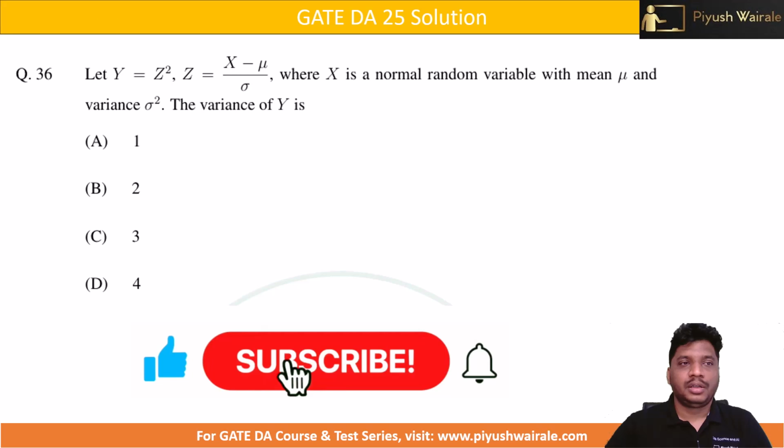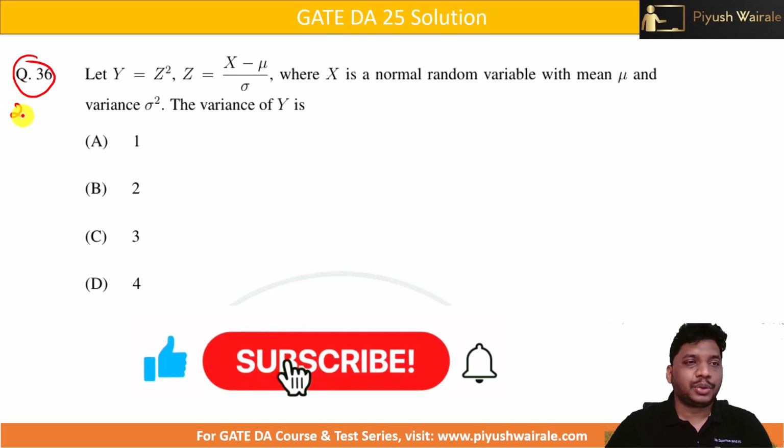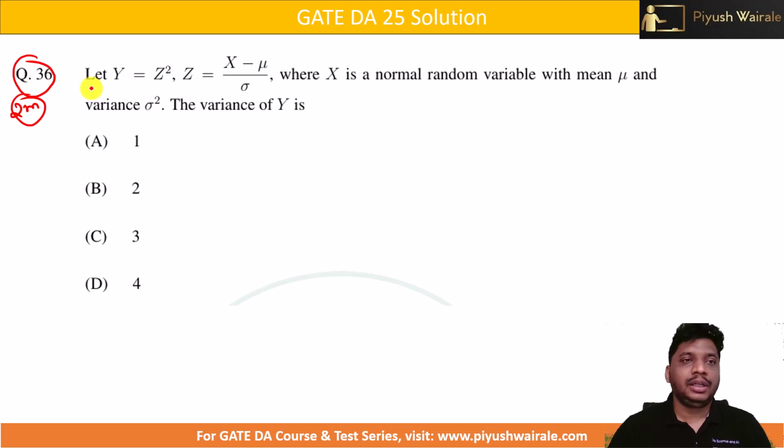Hello everyone. In this video we are going to discuss question number 36 of the GATE Day 25 exam, and this question was asked for 2 marks. So let's read the question carefully. Let y equal z square, and what is z? z equals (x minus mu) divided by sigma here, right?